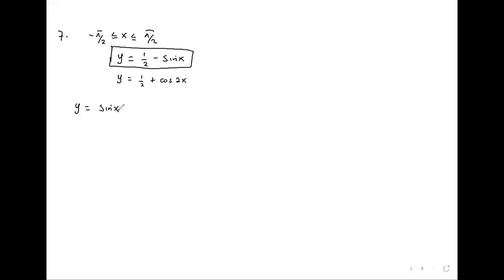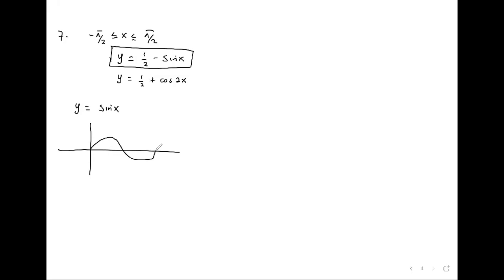sine x. Remember that the shape here is normal. It looks something like this. That's how it looks. So now this one is shifted. So we can decide to ignore the shift by using a table, so the table can do the shift for us.